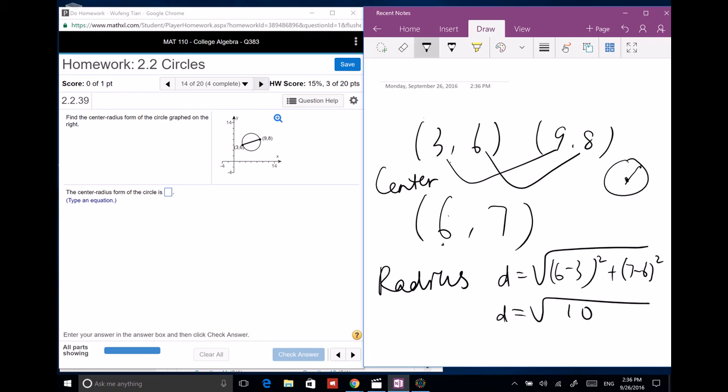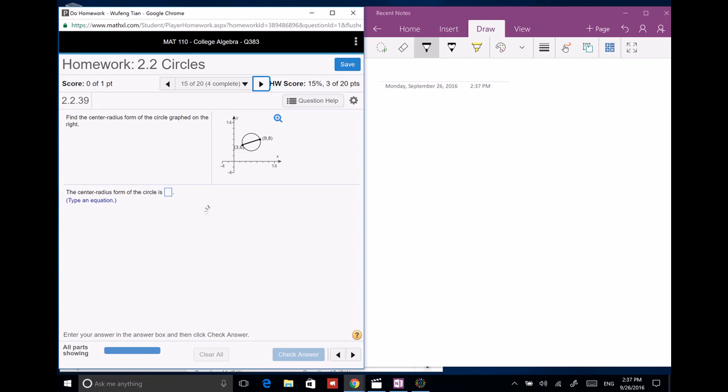So the equation is (x minus 6) squared, x minus x0 squared, plus (y minus 7) squared, equals d squared, so it's 10. Pretty simple. Number 15.